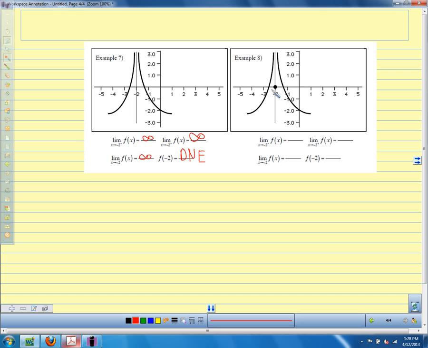So this one is the same. These two are the same. Our limit is infinity. Except what does this tell us our function value is at x equals -2? 0. We have a closed dot at 0. So our function value is 0. So just a little different situation. Because we have this closed dot, our function has a value. All right, any questions on what we've done so far?